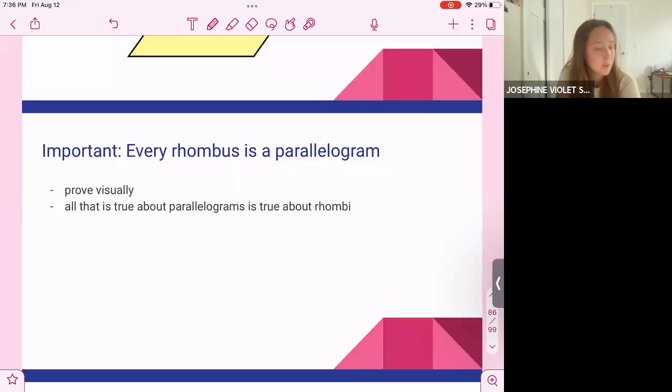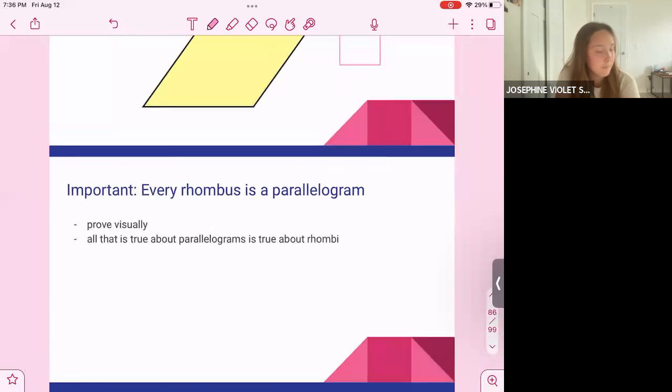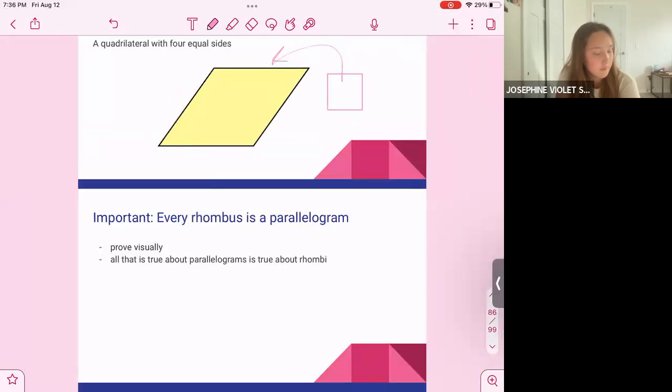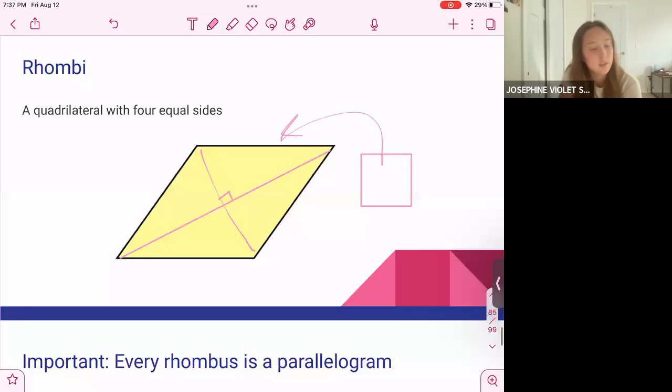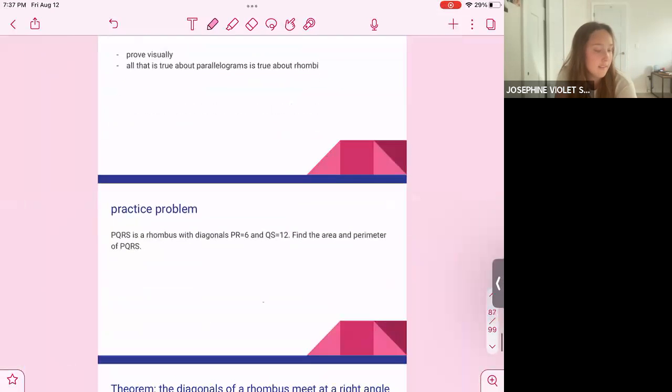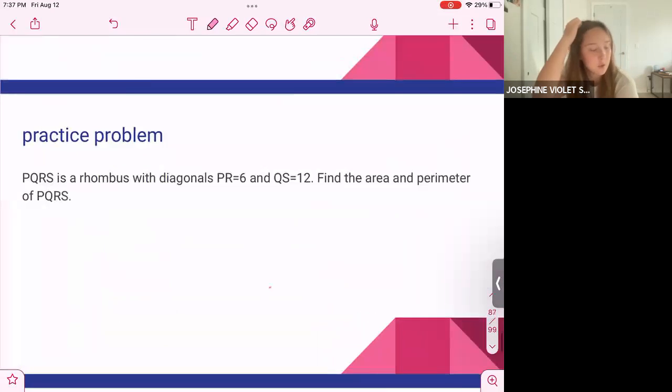Further in this little definition chain, every rhombus is a parallelogram. And you can kind of see that visually. So because every rhombus is a parallelogram, we know everything that is true about parallelograms is also true about rhombuses. That includes area formulas and things about diagonals. The thing about rhombuses, though, is whenever we draw the diagonals of a rhombus, they always meet at a 90-degree angle.